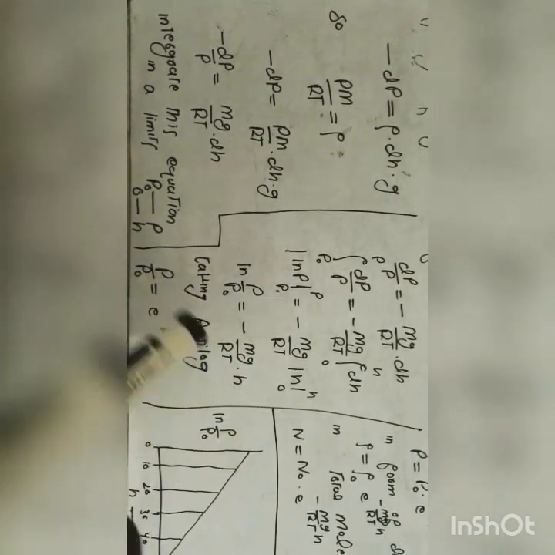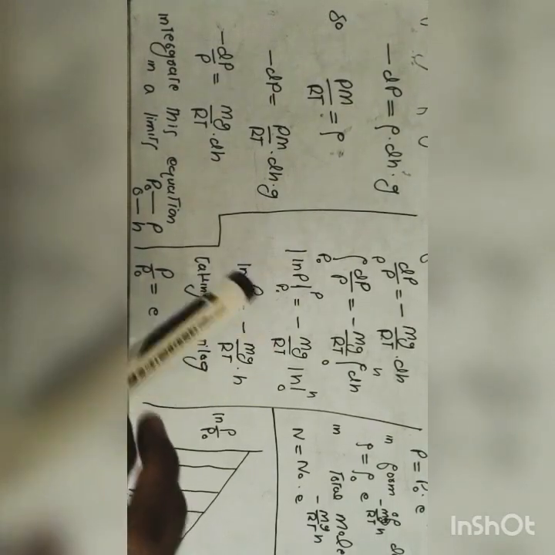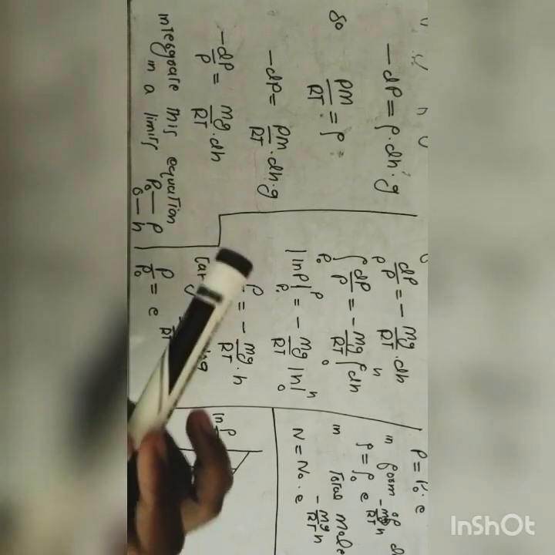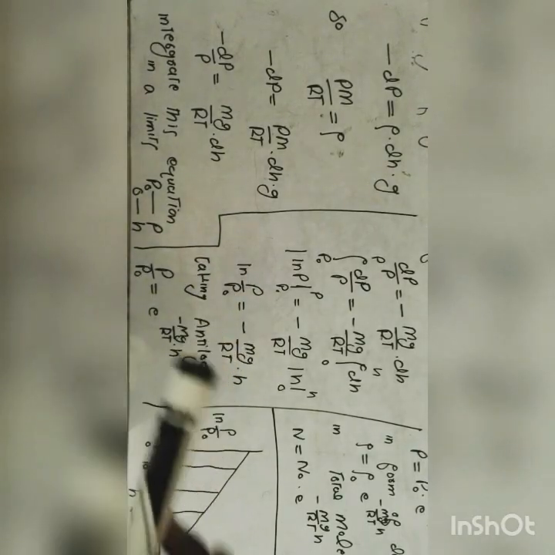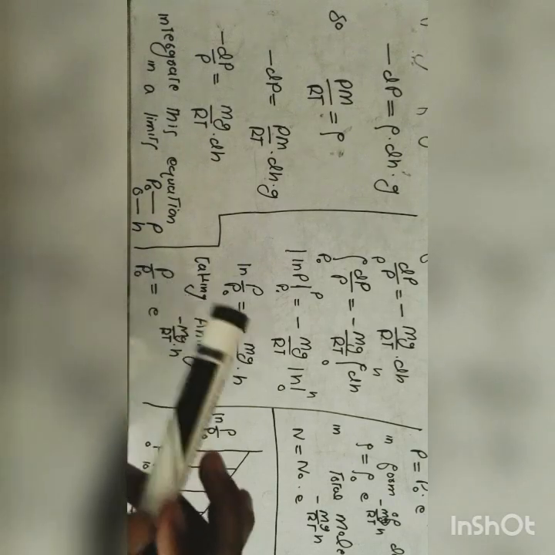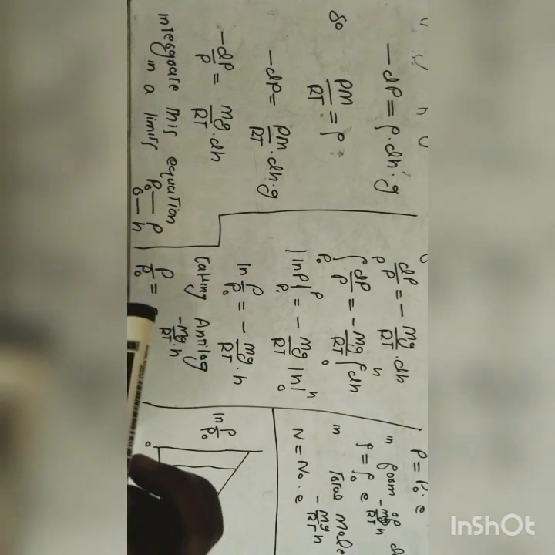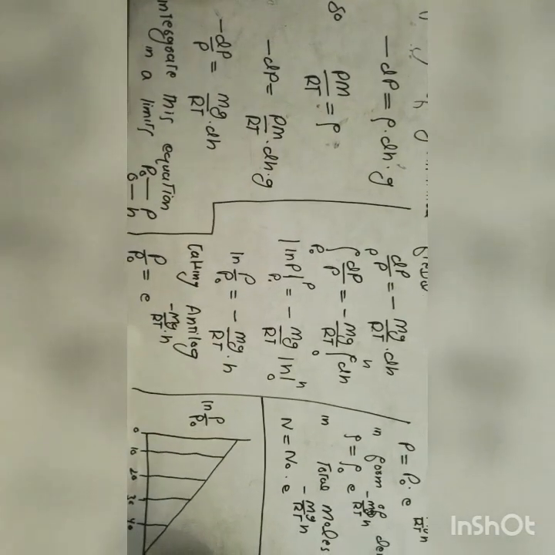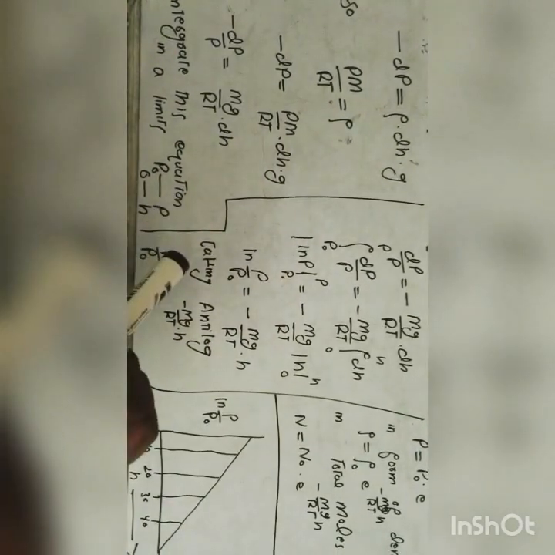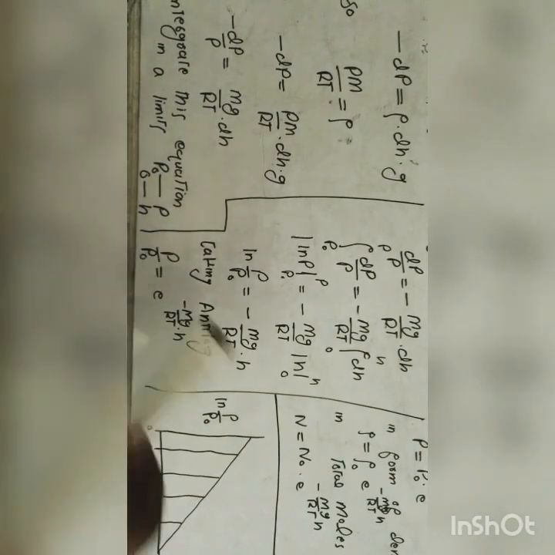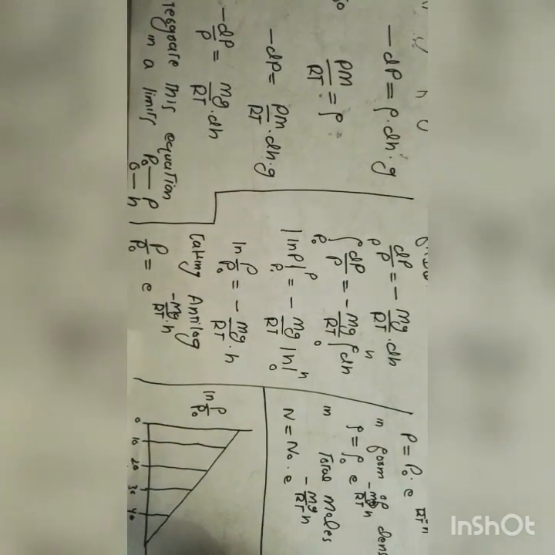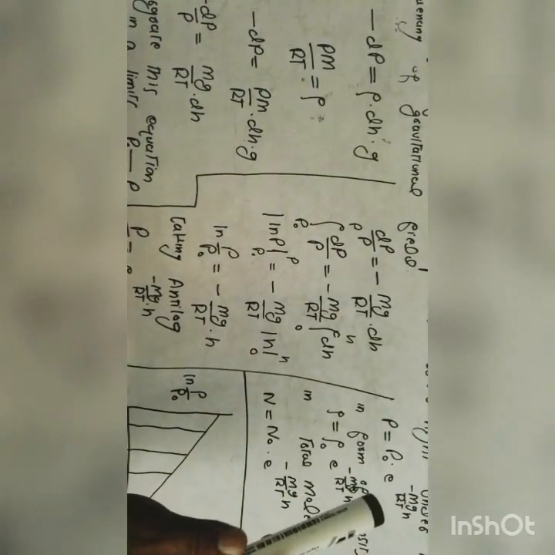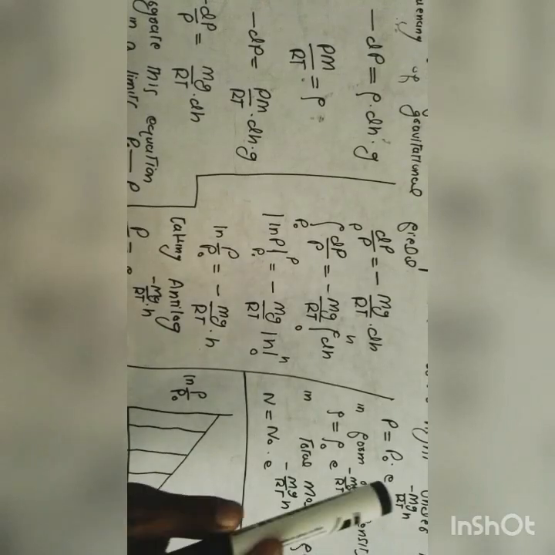Taking antilog on both sides of this equation, ln is a log, and when we take the antilog, both cancel each other, so the final equation becomes P over P naught equal to e raised to the power minus M g over RT into H. Here P is dividing by P naught, and when we transfer P naught to the other side, it will be multiplied with e raised to the power minus M g over RT into H. This is the H, not N.